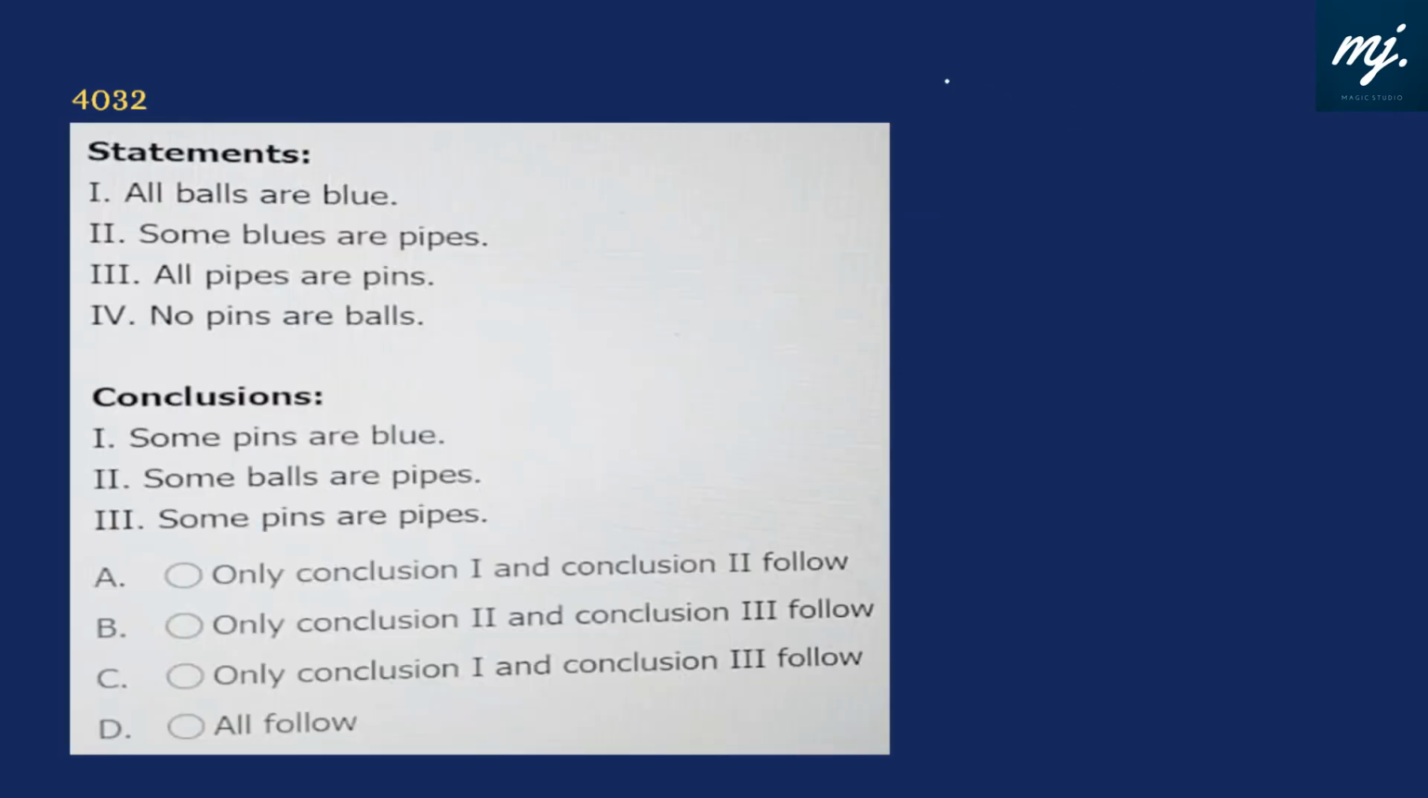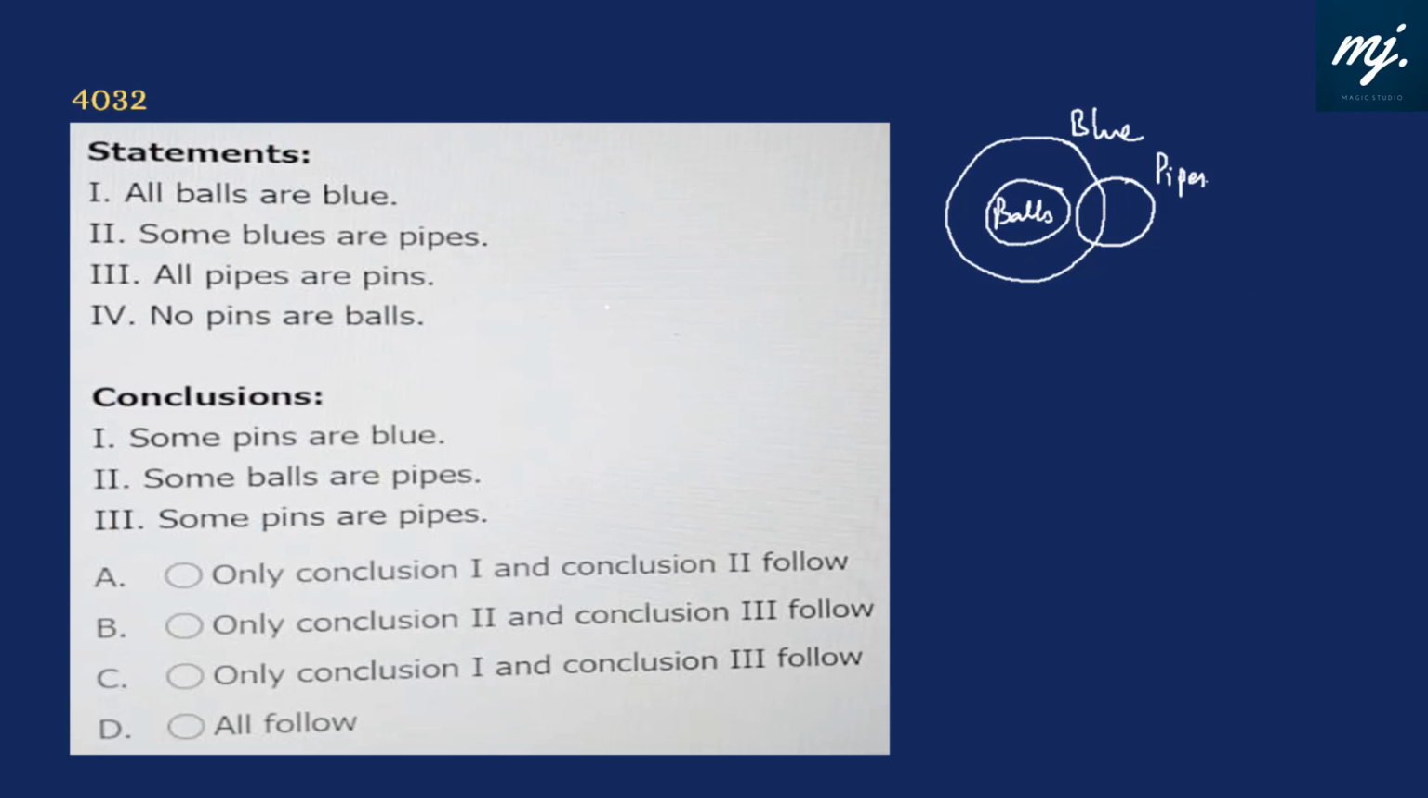Okay, one more from deductive logic. I didn't find a proper time, so I've just cut that picture's screenshot and put it here. All balls are blue. So we have balls and all are blue. That means they are a subset. Some blues are pipes. So that might also cover a few parts of balls or the entire balls.